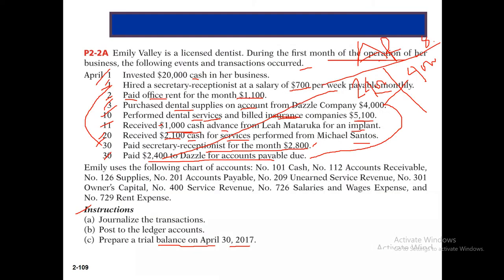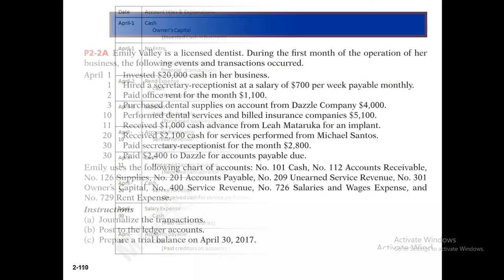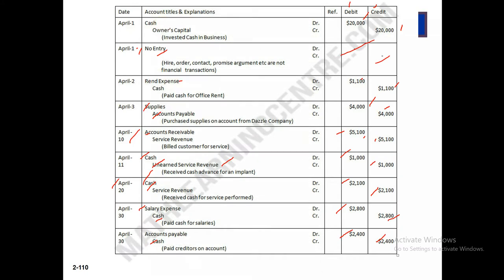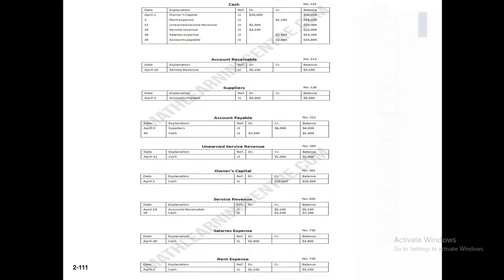So we finished analyzing the transactions, and Emily uses the following sort of accounts. This is the sort of accounts, number 101 for cash, 112 for accounts receivable, and so on. Okay, so this transaction, now you look, this is transaction cash. So for this case we have a lot of transactions here. Okay, so number one, cash 20,000. So this is cash 20,000. So this is our balance 20,000.